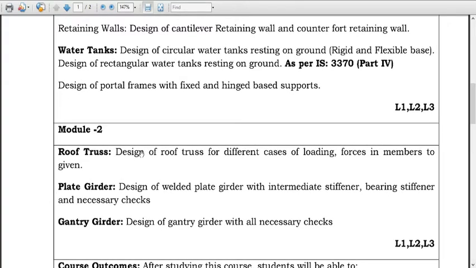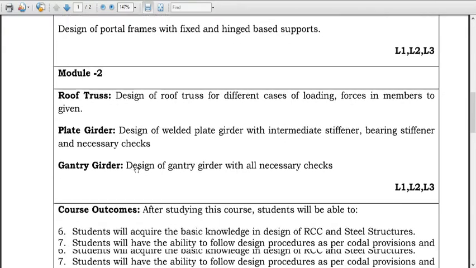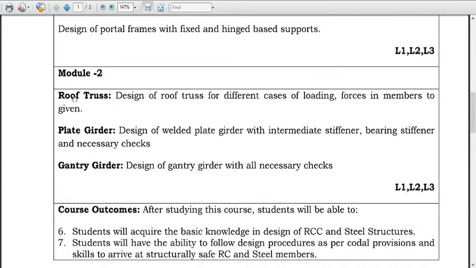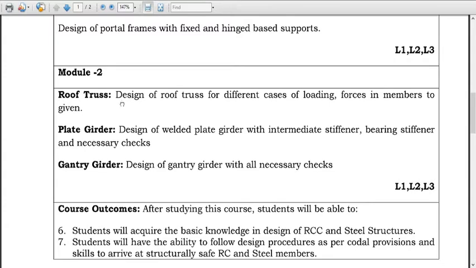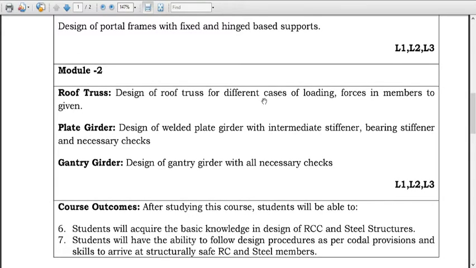Now module 2, let us have a brief discussion on what is there in module 2. So first is the roof truss, that is design of roof truss for different cases of loading and forces in the members for given data. Whatever we have done in analysis of indeterminate structures, that is solving the forces in the members, now we have to take the forces and design the roof truss.